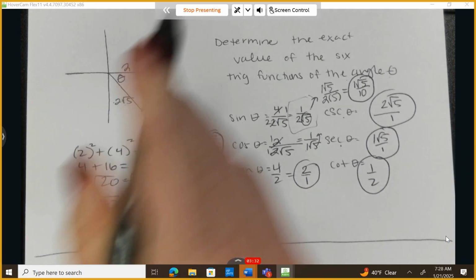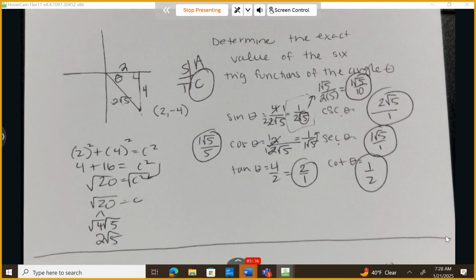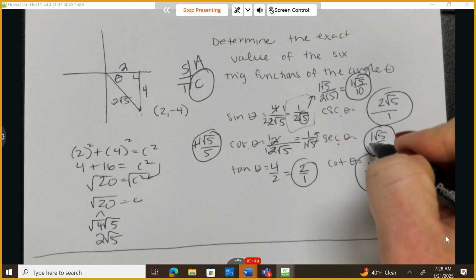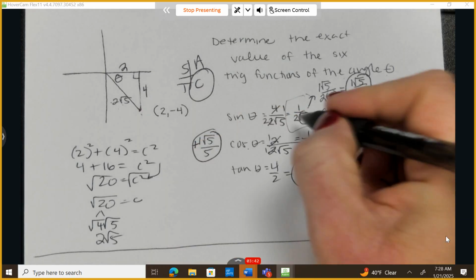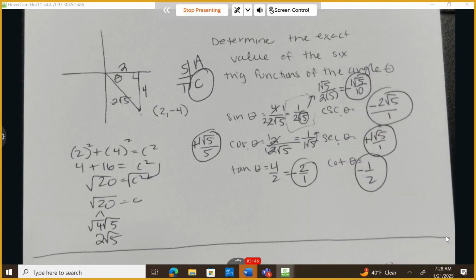In quadrant number 4, I have the all-star trig class. Only the cosines are positive. So cosine is positive and its reciprocal, cosine and secant. Everything else needs to have 1 negative placed into the trig function when we evaluate it.